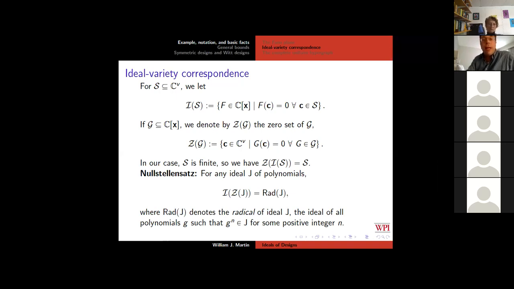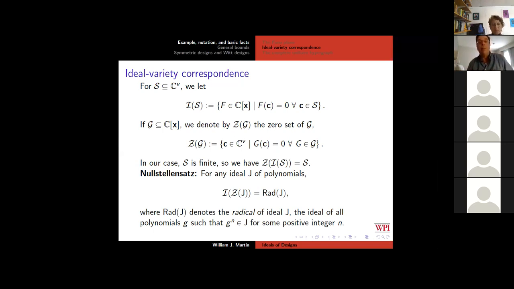The Nullstellensatz says if I apply the operations in the opposite direction, if I have an ideal J, and I take the zero set of J, and then find the ideal of all polynomials that vanish at those zeros, then I get the radical of J. That is, all of the polynomials G such that some power of G belongs to J.